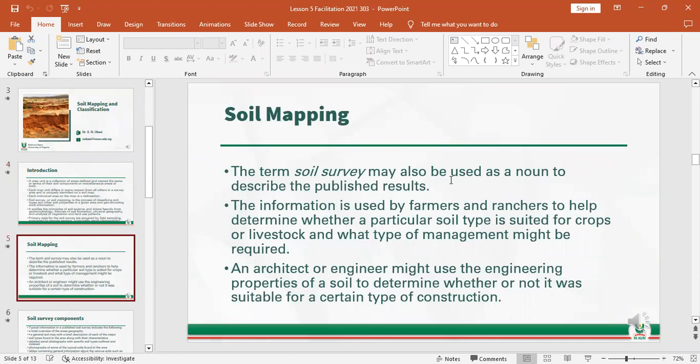Now, the term soil survey may also be used as a noun to describe the published results. The information is used by farmers and ranchers to help determine whether a particular soil type is suited for crops or livestock, and what type of management might be required. An architect or engineer might use the engineering properties of a soil to determine whether this soil is suitable for a certain type of construction.